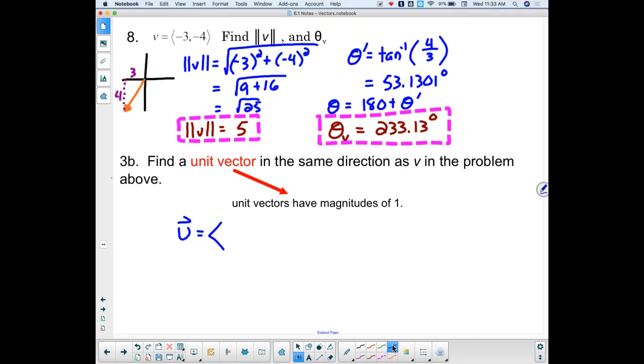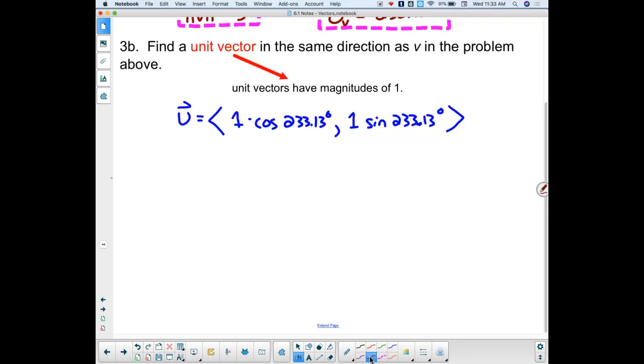That's going to be, in general, the magnitude of U. Well, U is a unit vector. What's its magnitude? 1. So this is going to be 1 times the cosine of 233.13 degrees, comma, 1 times the sine of 233.13 degrees. So my unit vector U is going to be negative 0.6, comma, negative 0.8.